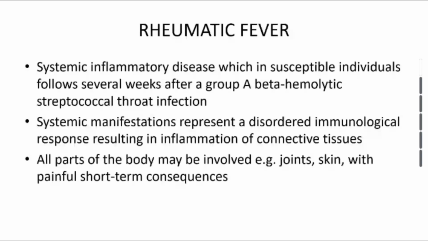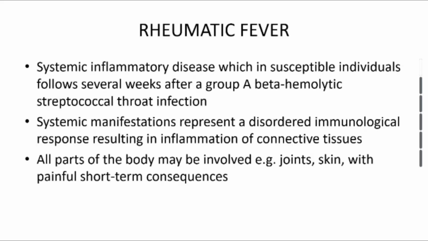Usually it would have taken place several weeks earlier. So if you were to ask a patient, do they have a sore throat? They will probably tell you, maybe one month ago I had a sore throat, or the child had a throat infection, but it resolved. So systemic manifestations present a disordered immunological response resulting in inflammation of connective tissue.